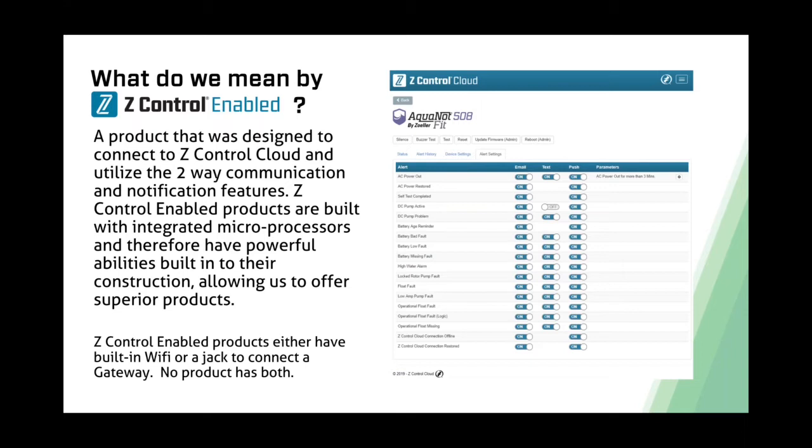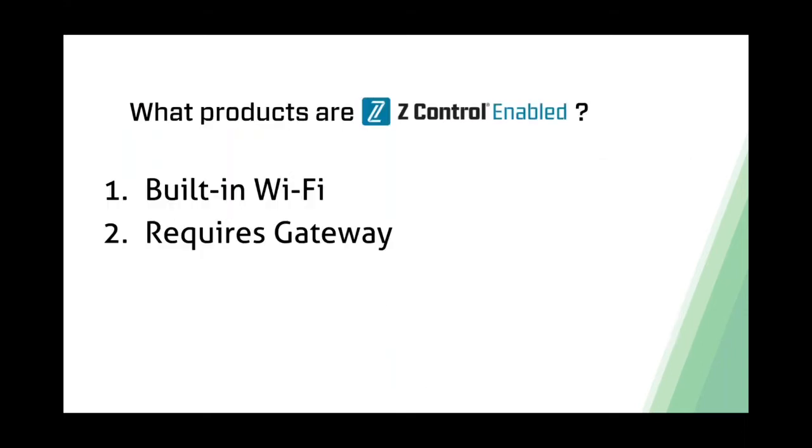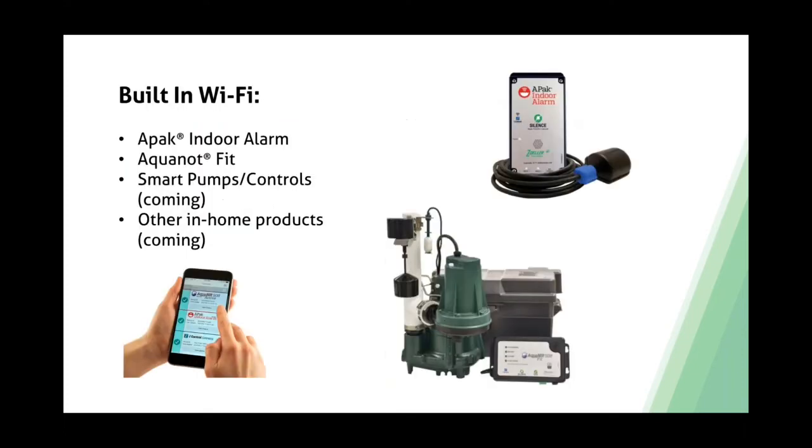The screenshot on the right side of this page simply shows the alarms that are generated by an Aquanaut Fit. You can kind of see the type of technology and abilities that the products have. If that were an APAC or a control panel, that list would look a lot different, of course. But that's just a screenshot from the website. So again, the products that are Z-Control enabled either have built-in Wi-Fi or they require a gateway. So let's look at that a little closer.